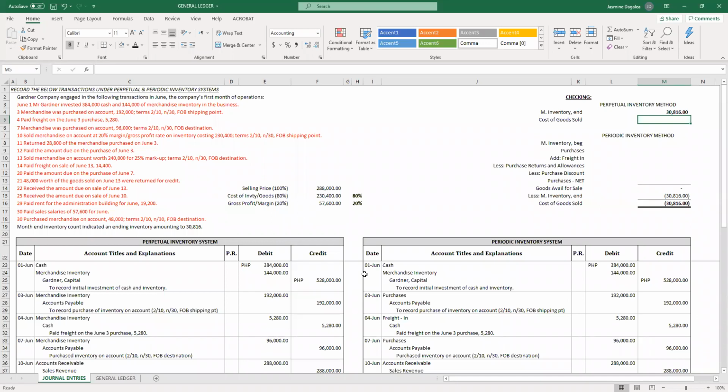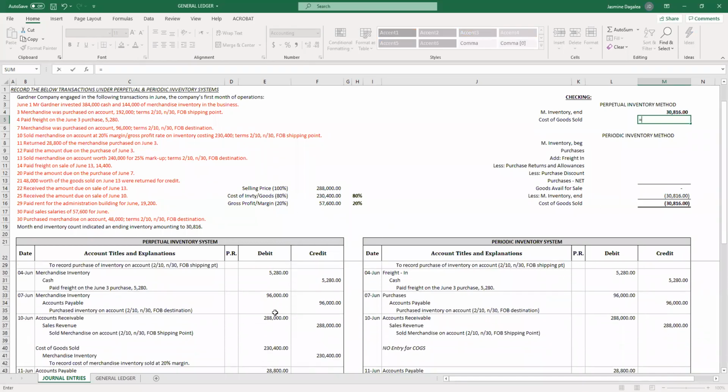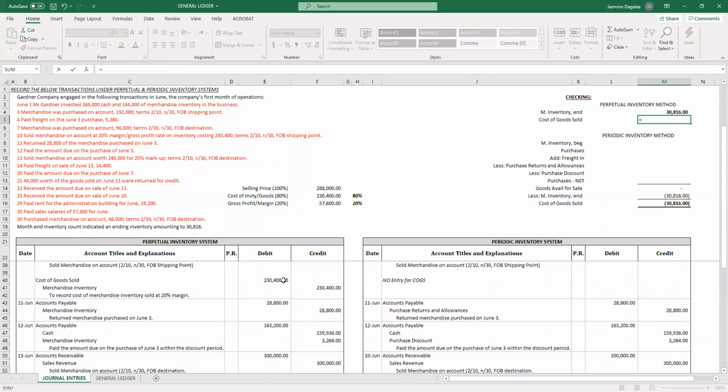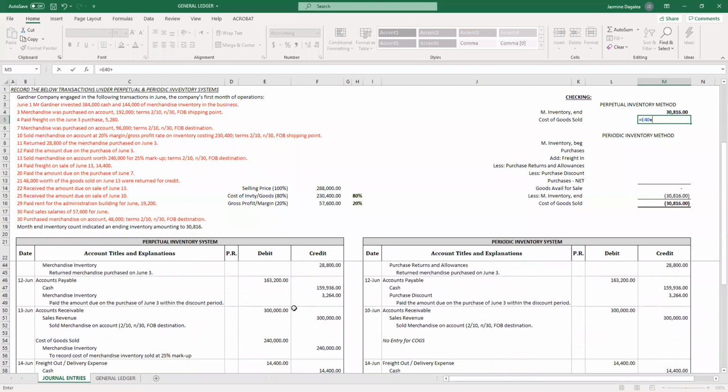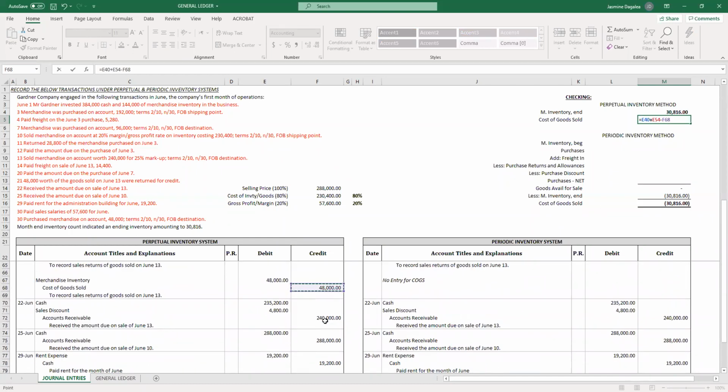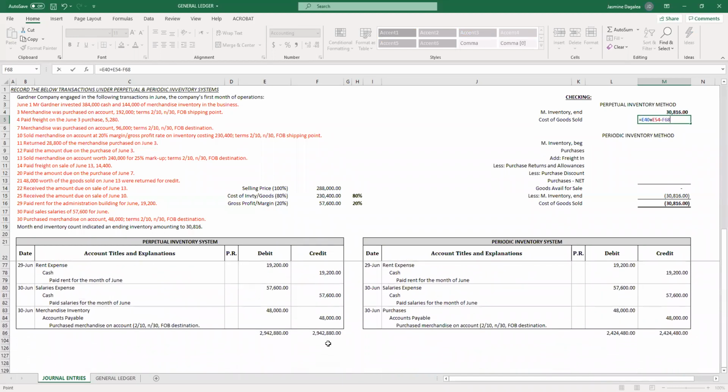Okay? So cost of goods sold, let's compute. So we will scan now if there is cost of goods sold in your journal entries. The normal balance is debit, so there is debit of 230,400 and then there is a debit of 240,000 plus and then there is a credit of 48,000 and then saan pa? Yun lang. So your cost of goods sold is 422,400.